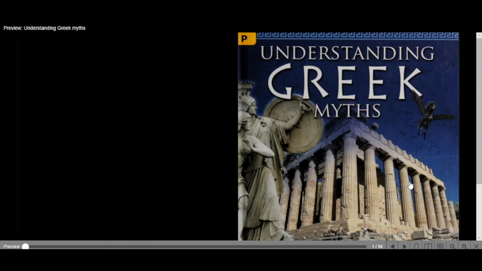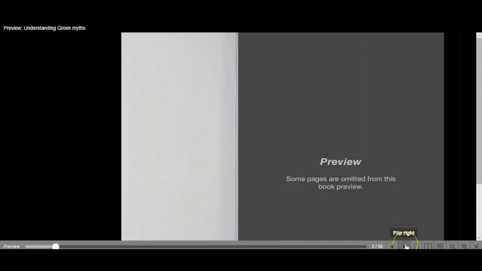So look at the cover. What type of text do you think this is? Just by looking at the photographs. It is an informational text. Good job. So let's flip the pages.